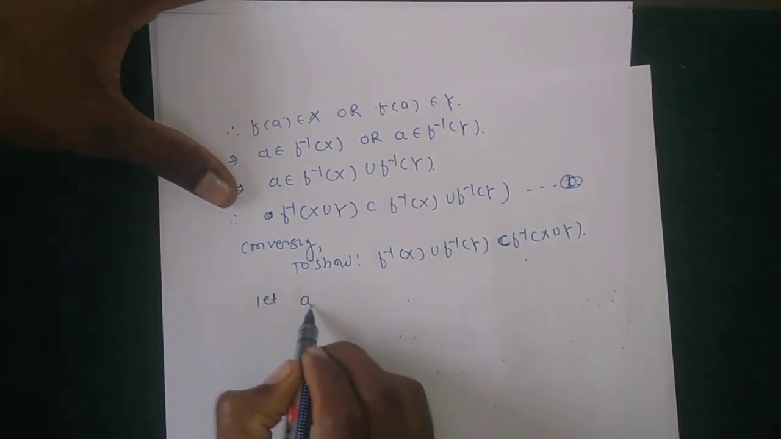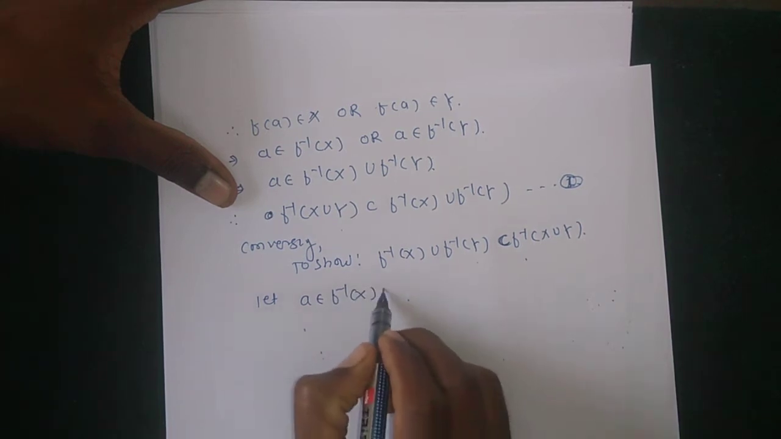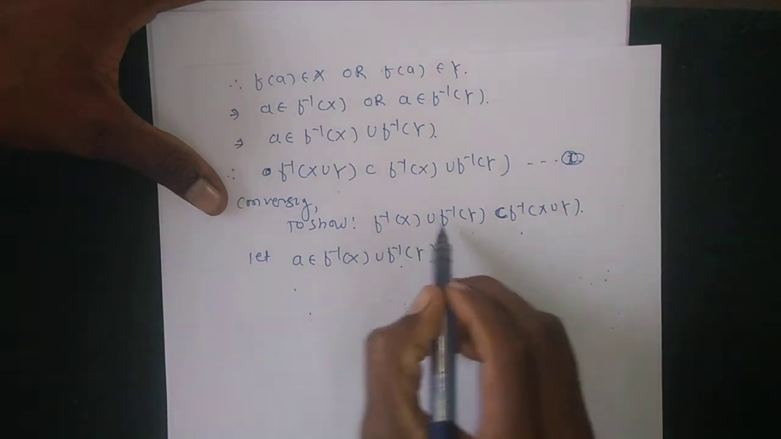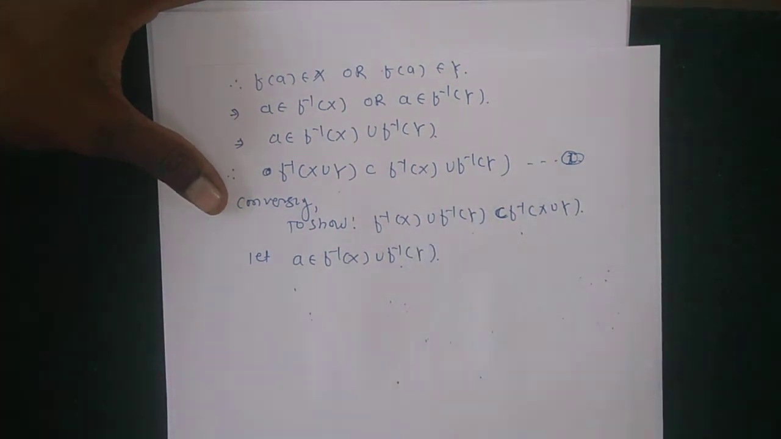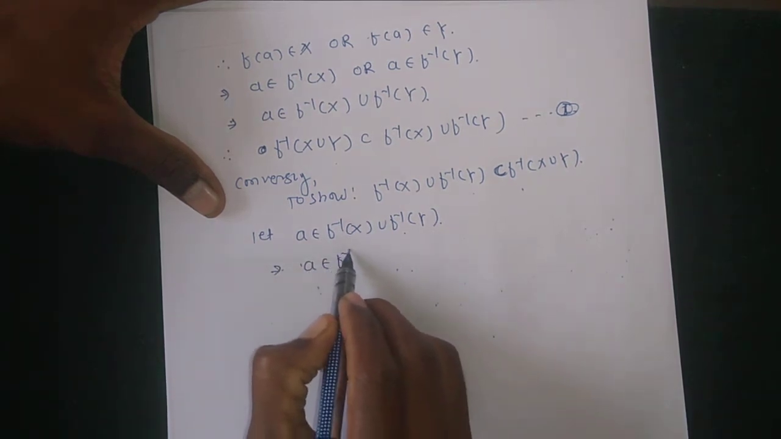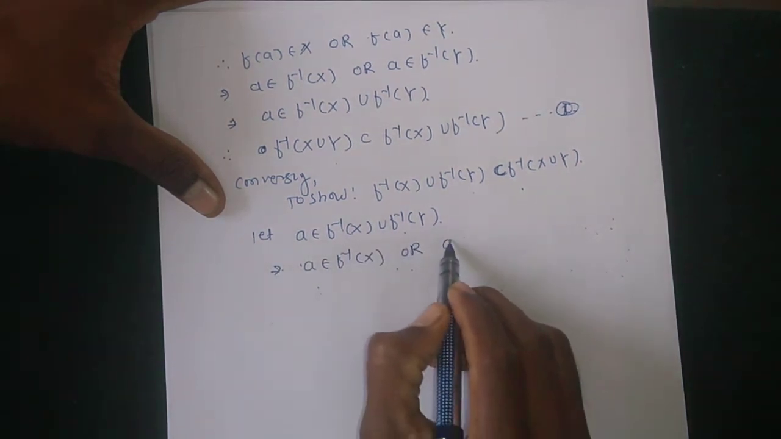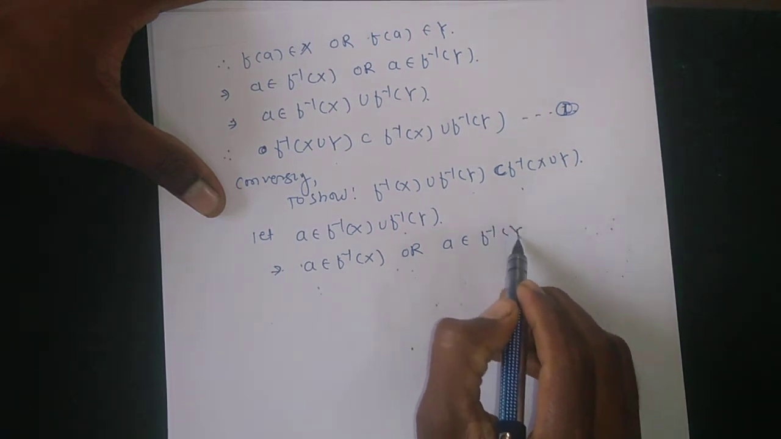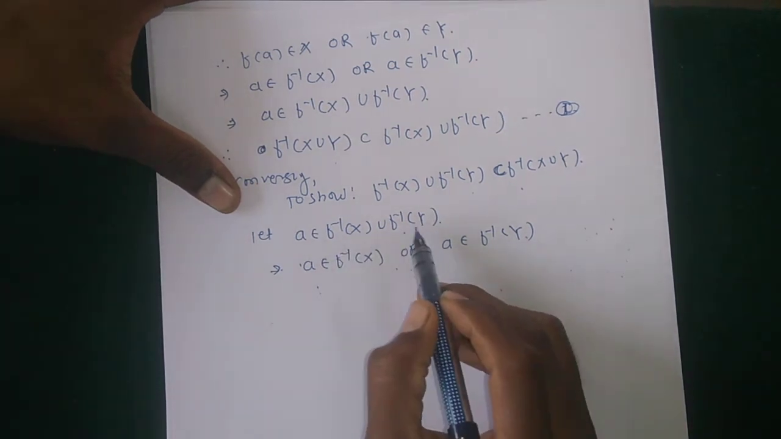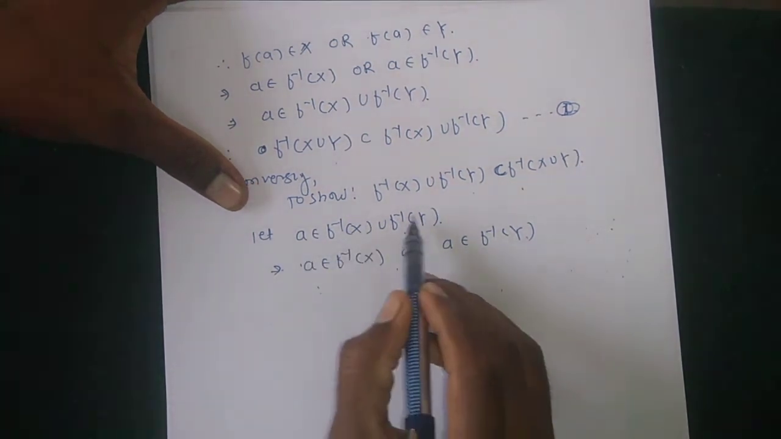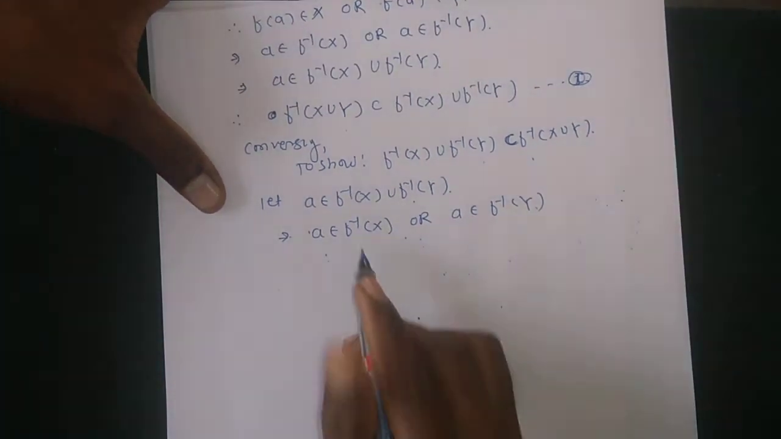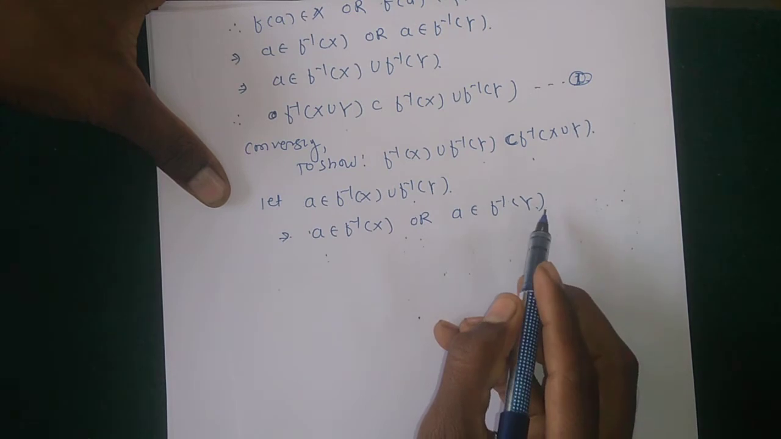Let a belong to f inverse of X union f inverse of Y, taking one element from this union of inverse images. Then a belongs to f inverse of X or a belongs to f inverse of Y. A belongs to their union of inverse images, which implies that a belongs to one of the sets, the inverse image of this set, which implies that a belongs to f inverse of X or a belongs to f inverse of Y.